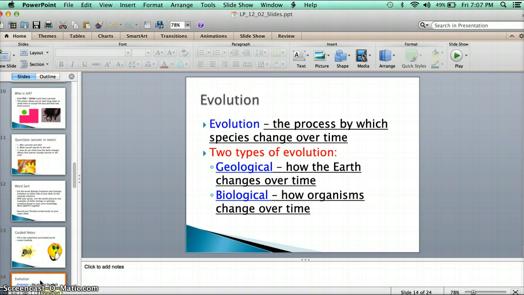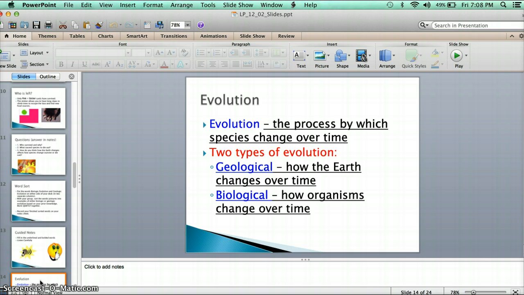So, evolution itself is the process by which species change over time. So, a whole population of species have to be changing over a large amount of time. They're evolving. To evolve means to change. So, actually, we've already talked about one type of evolution, which is geological evolution. That's how the Earth changes over time. Biological evolution is what we're going to talk about in this unit, and that's how organisms change over time.